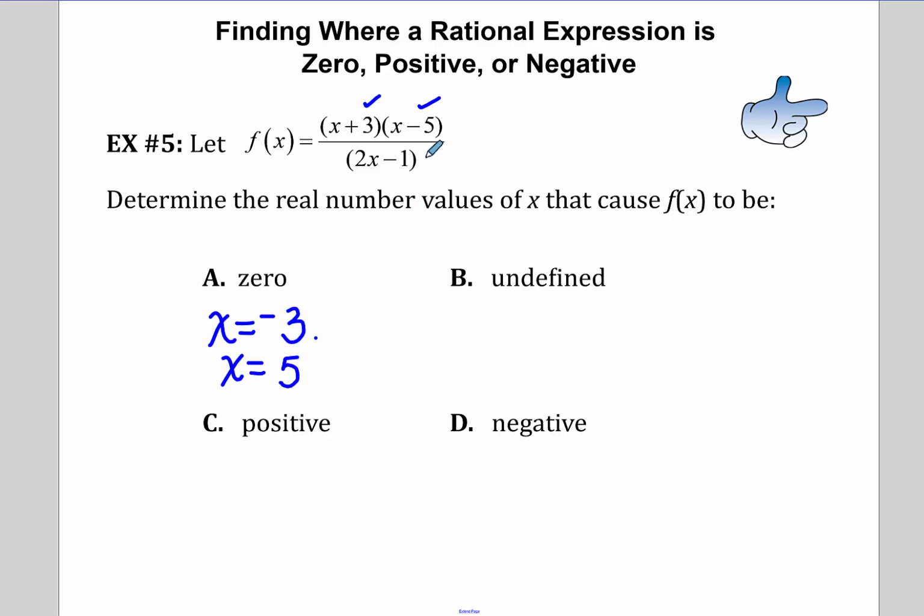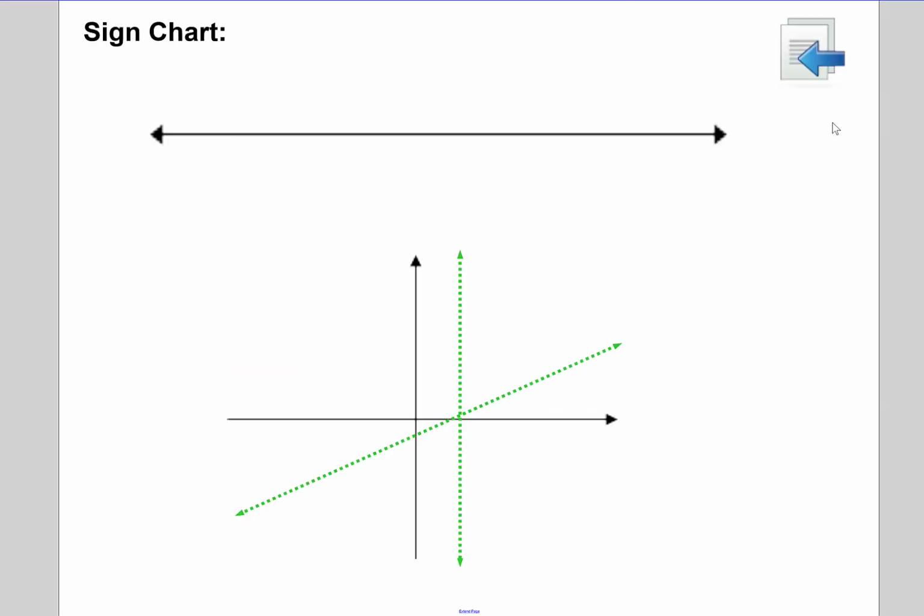And we know where the function is undefined at zeros in the denominator. Those create vertical asymptotes. So we want to explore that on the next slide and then come back to this. So we've got a break at -3. That was a 0. We had an undefined at a half. That's our vertical asymptote. And we had another 0 at 5.